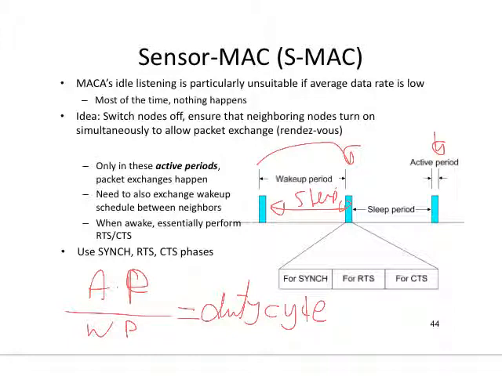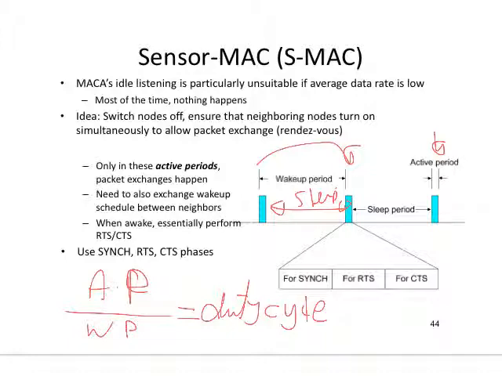So the duty cycle is the ratio between the active period and the wake-up period. If the duty cycle is too low, this means that I will be active for a very short time. Okay? And I will be asleep most of the time, which is good on the energy side, but it's bad on the latency side. Right? So the wake-up period is too long, and the active period is short. So this is good from the energy conservation point of view, but it's bad from the latency point of view. Okay?